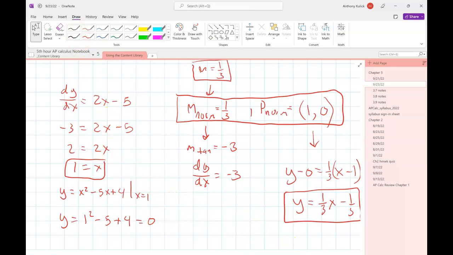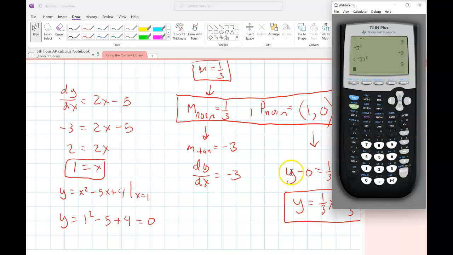Paul? So what is that? I can't really read it. It says f prime of something equals -3. M tan, the slope of the tangent line.